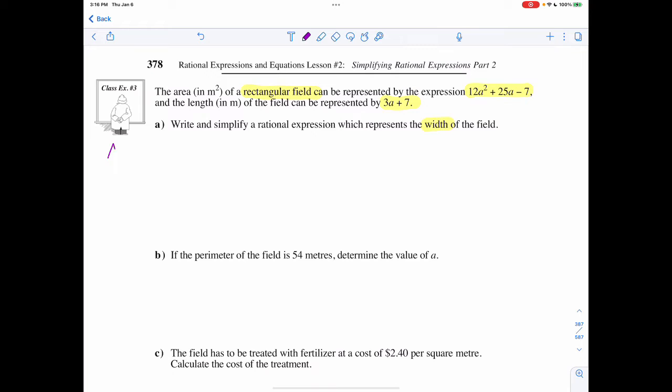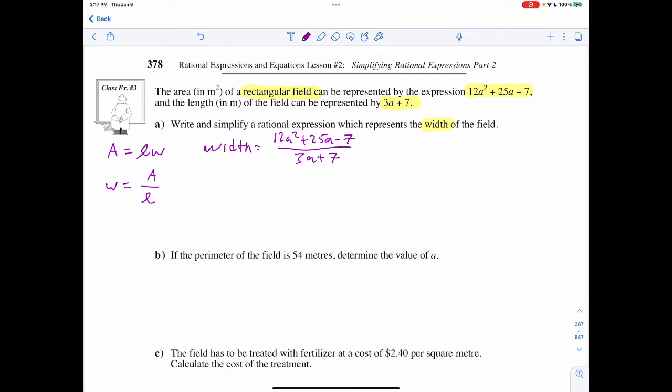Well, if area is equal to length times width, then if I isolate for width, it's going to be the same as the area divided by the length. So if that's true, I can say that the width is equal to 12a squared plus 25a minus 7 divided by 3a plus 7.